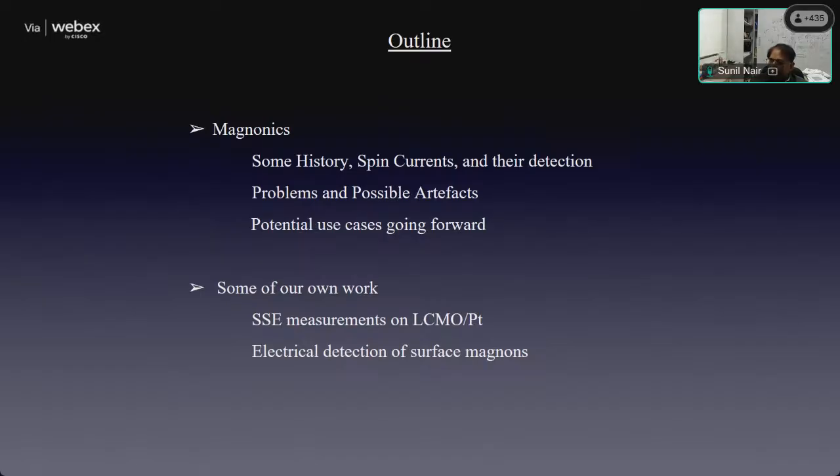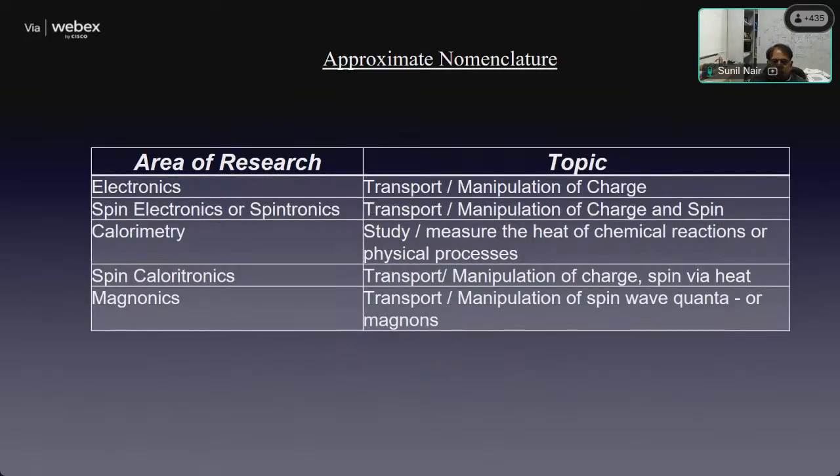And we have ourselves been doing a fair bit of work on magnetic spin currents in quantum materials, and that was the second part of my talk, but I don't think I will have the time to touch upon that. So first, to get the nomenclature in place.